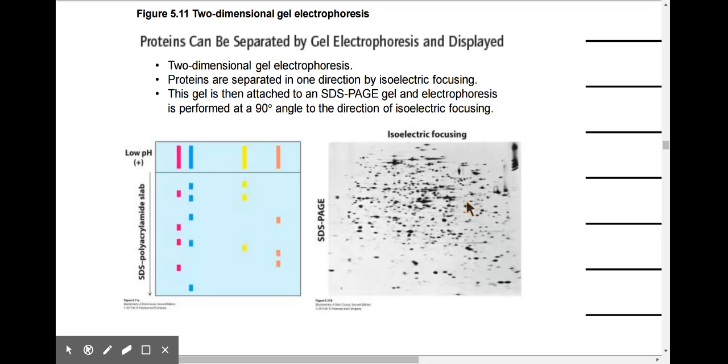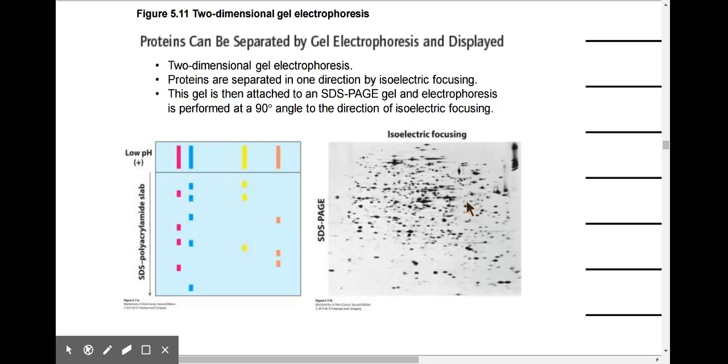And so now we can resolve the proteins that are associated with this band, and we can resolve the proteins that are associated with this band, proteins associated with this band. So is this one small or big? It's small, right? It's down to the bottom of the gel.